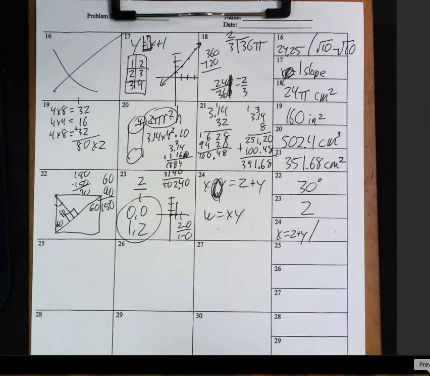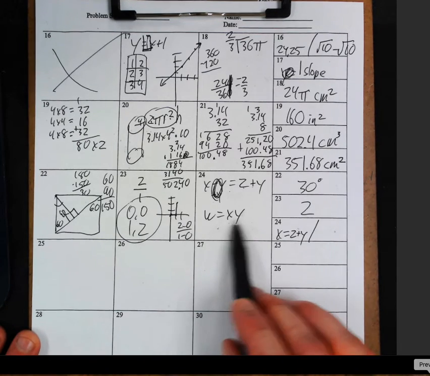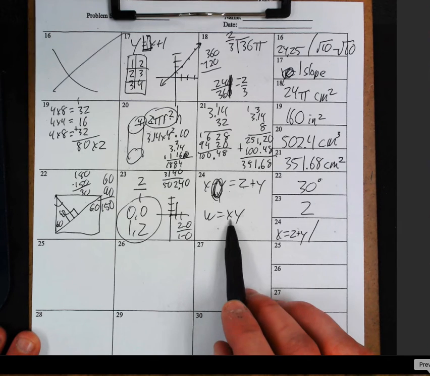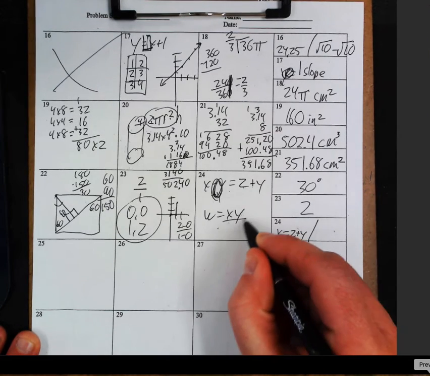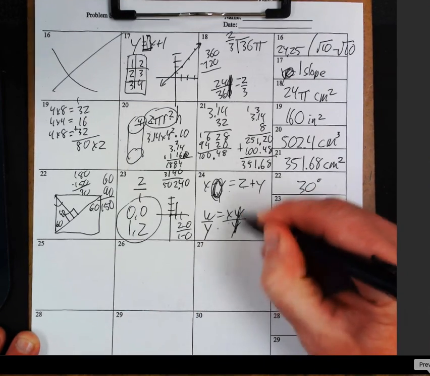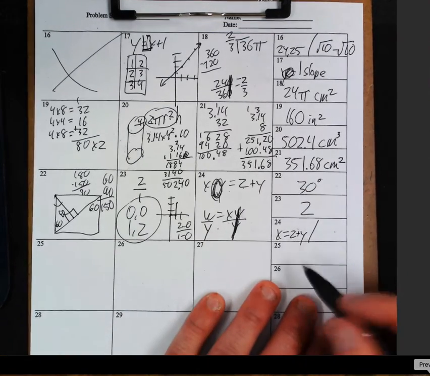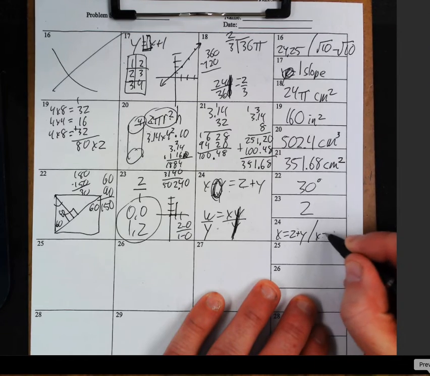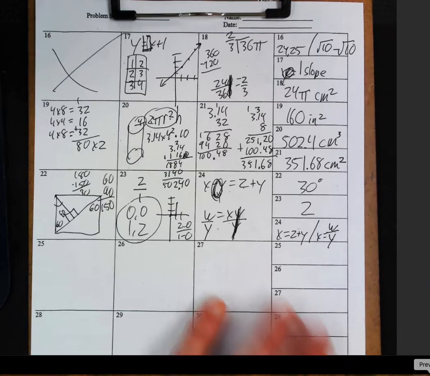Once again, I'm solving for x. I need to get rid of the y. What am I doing with the y right now? I am multiplying. The opposite of multiplication is division. Divide by y on the right. Divided by 1 on the left. On the right, those y's are gone. Canceled. So what's my problem? X equals w divided by y.